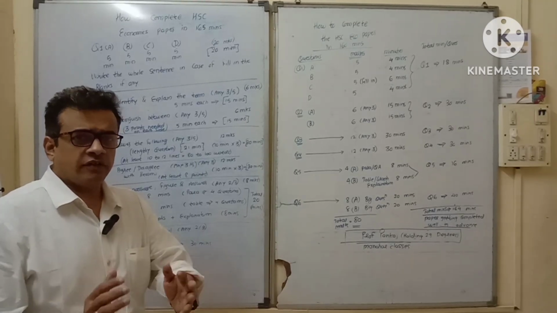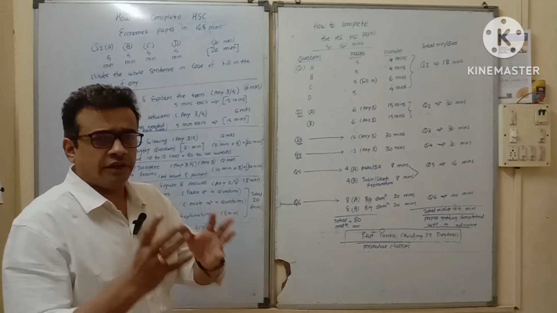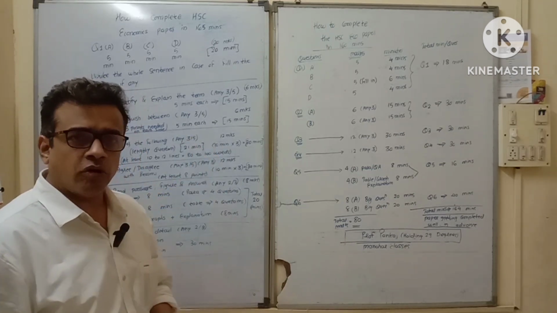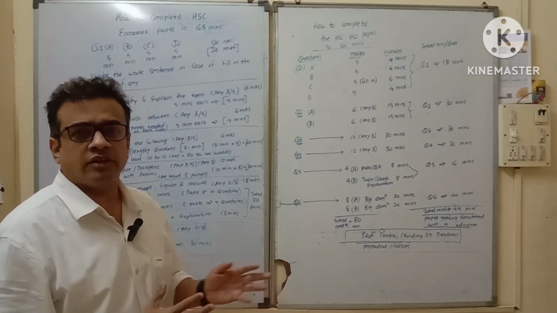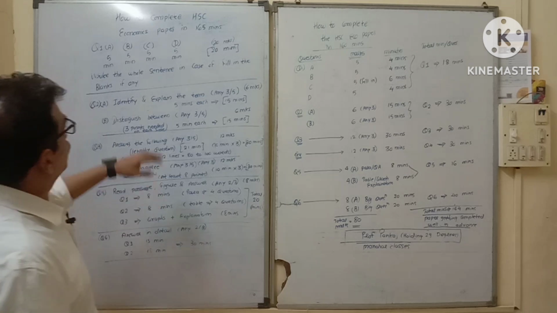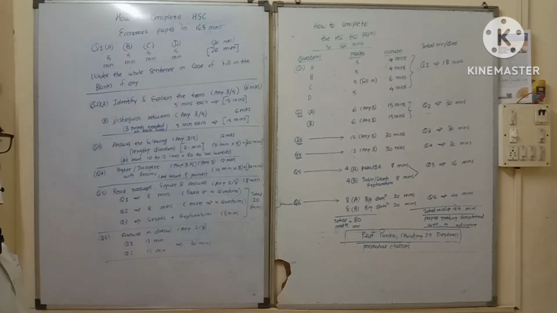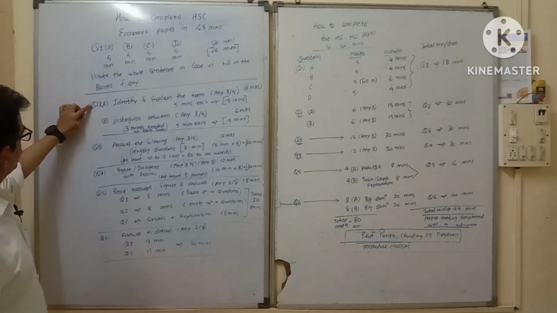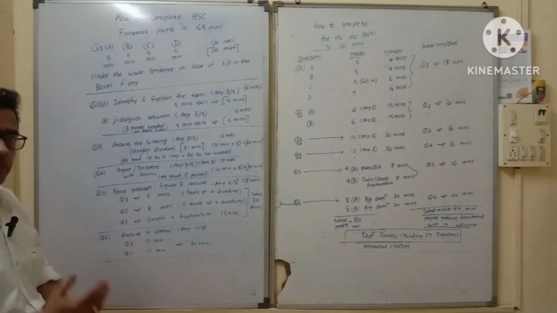So today's lecture is actually a different one, not of SSC. It is related to the HSC paper of economics: how to solve the paper of economics in around 160 or 165 minutes, just by keeping 15 minutes in your hands. So how to complete the paper of HSC economics in 165 minutes? There are 1, 2, 3, 4, 5 and 6 questions in the economics paper.